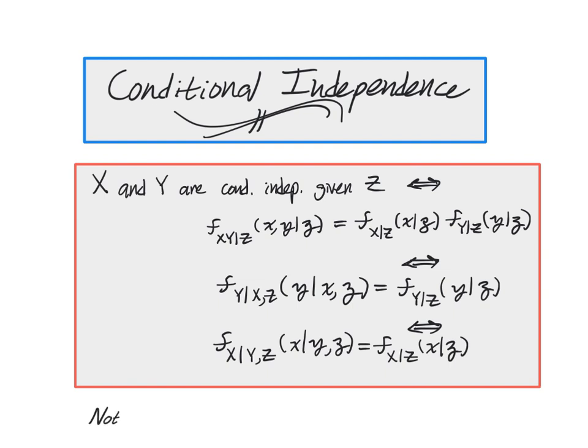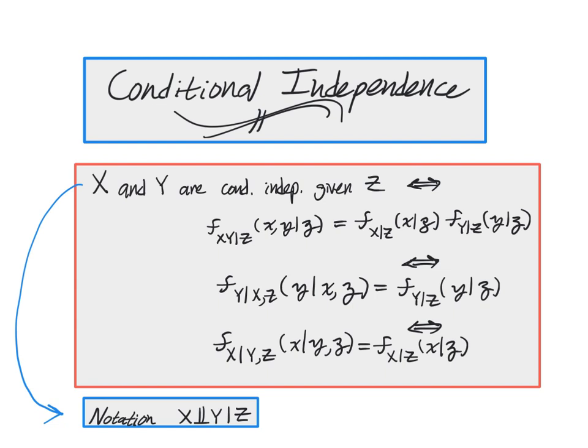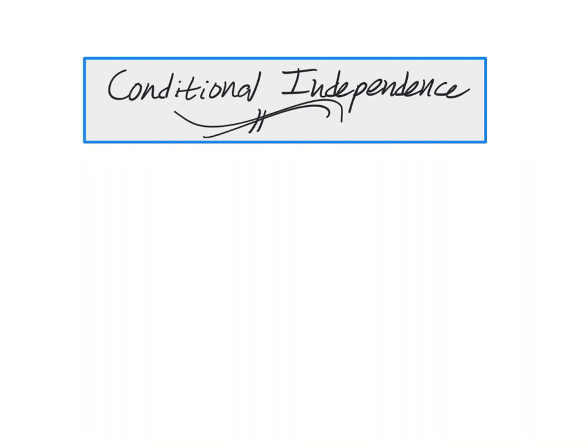As before, it's useful to have some shorthand notation. For conditional independence, we use the same symbol as we did for unconditional independence, except here we add a conditioning bar to show that we must condition on the variable z in order for the relevant independence condition to hold.